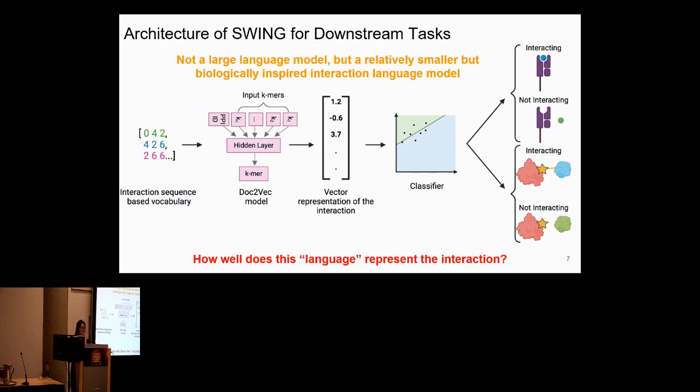So how well does this language really represent interaction? We wanted to look into two difficult enough problems. The first problem we landed on is peptide-MHC interactions because it is a very well-studied problem, but we wanted to see how well our language can generalize.